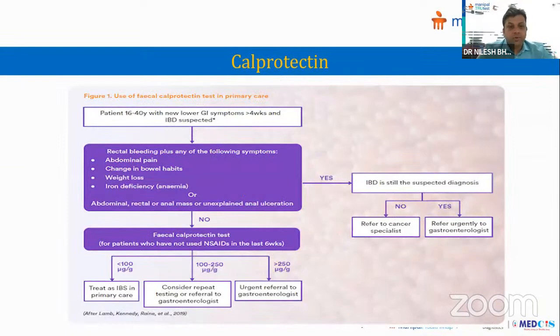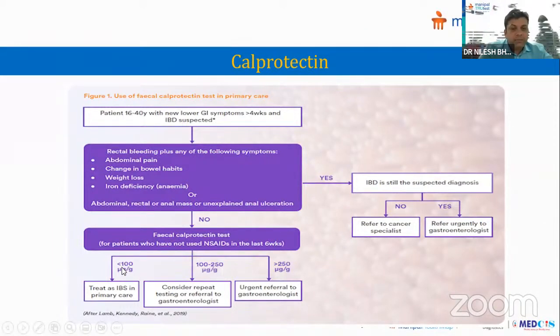So this is just a flow chart. Basically, whenever a patient comes with symptoms like abdominal pain, change in bowel habit, blood loss, iron deficiency anemia, then you can go for fecal testing. If the symptoms are quite severe and you suspect inflammatory bowel disease, you can directly refer to the gastroenterologist for endoscopy. But if symptoms are not severe, then you can do this fecal calprotectin test.